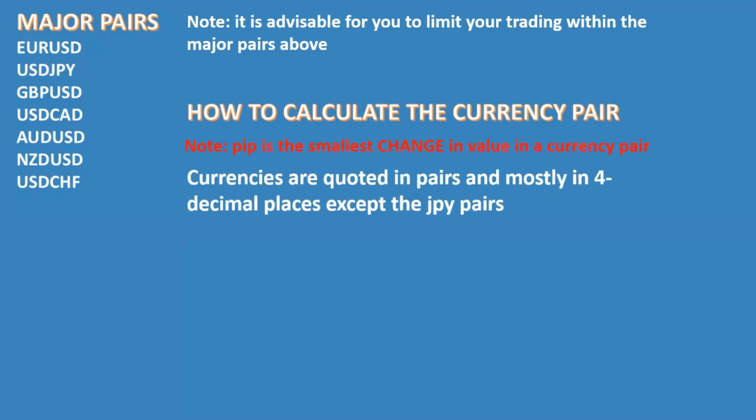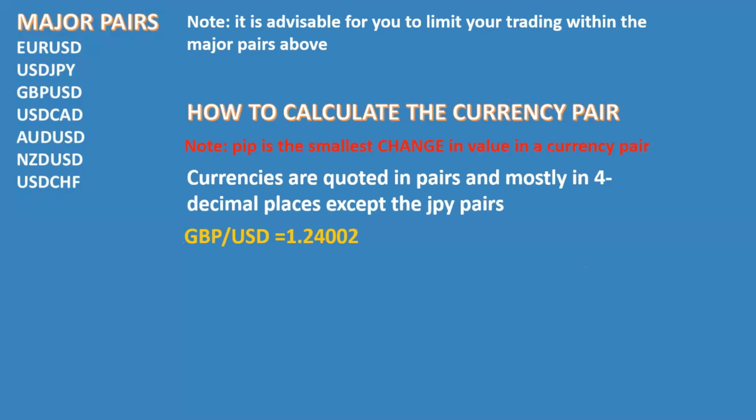Currencies are quoted in pairs and mostly in 4 decimal places, except the JPY pairs. What do I mean? Example, Great Britain pounds USD. This is the way you see it in the Forex market. That Great Britain pounds USD, for instance, today is 1.24002.